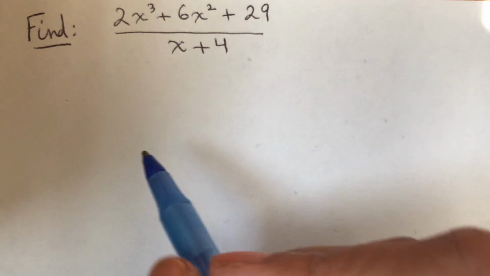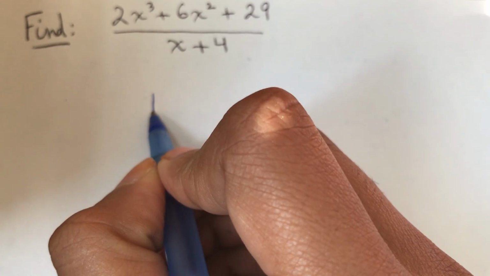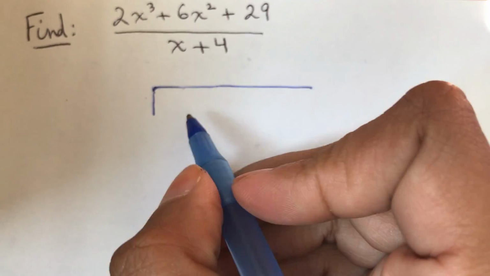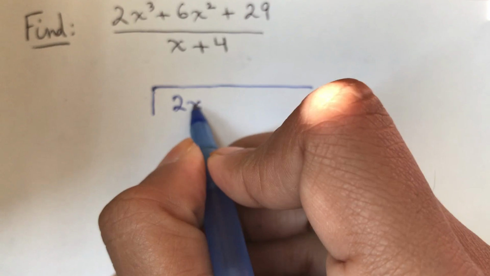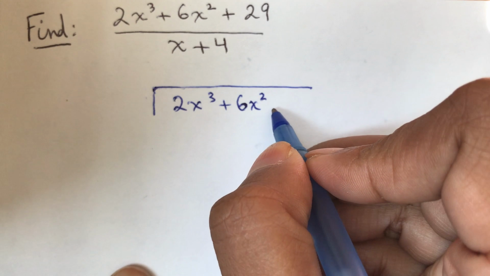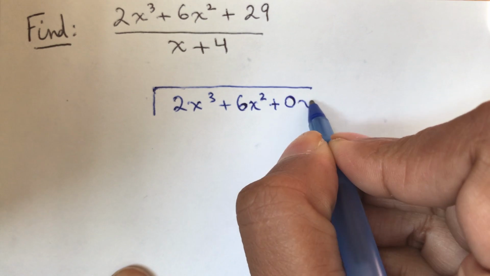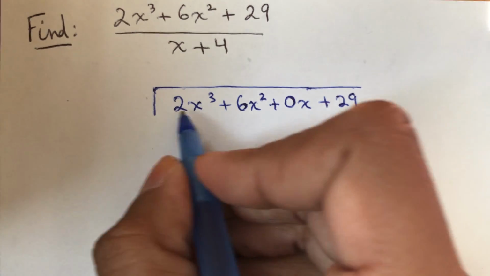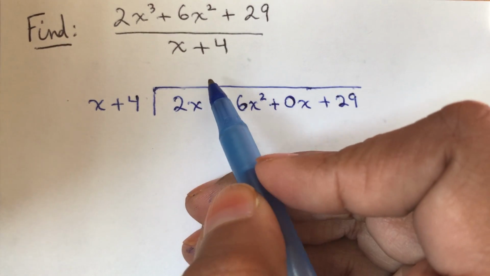polynomial division. So first step first, I'm going to make my, you can call it, broken rectangle or an upside down L, and I'm going to write my dividend inside, which is really my numerator, so 2x cubed plus 6x squared. I don't have the x term, so I'm just going to write it as plus 0x followed by plus 29, which is our constant. Then my divisor here is x plus 4, which is really your denominator.